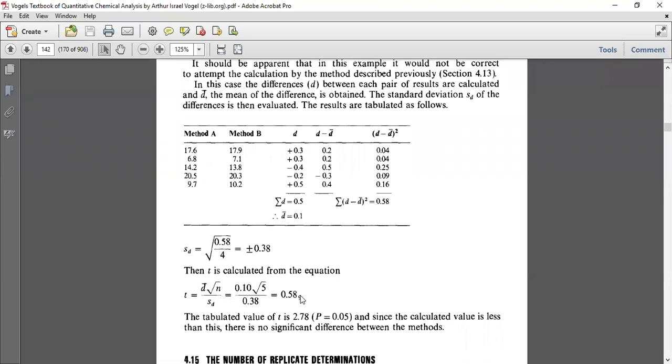Then compare this value with the t value. This 0.58 is your result. Then you will compare this value with the tabulated value 2.78. It is already given to you in the problem at 5% probability. So what is your justification or interpretation? This value is less. Since the calculated value is less than this, there is no significant difference between the methods. So obviously no bias exists in the laboratory procedure these two analysts are following. So you can give a green signal for this.